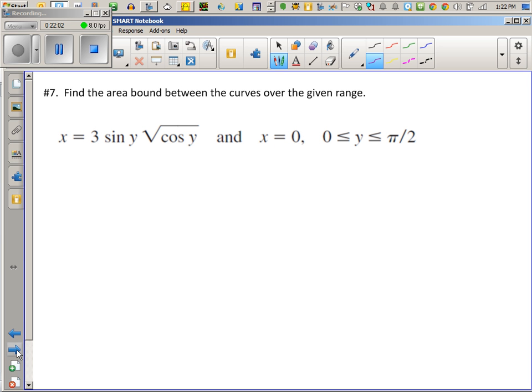So look at this function. It's not a function, it's a relation. It's not even going to pass the vertical line test. This thing's really funky.